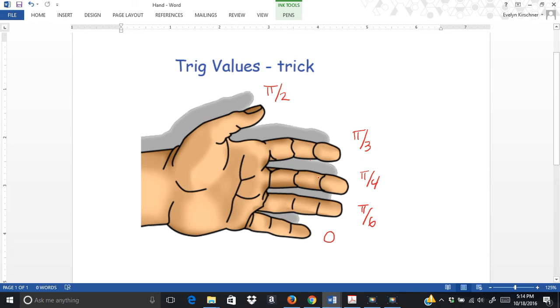Now, the cool thing is if I pick one of my fingers and I bend it, so let's say I'm bending that one, it becomes your comma. And then for pi over 4, the top fingers are your cosine of your angle, and the bottom fingers are your sine of your angle. And so it's the number of fingers under a radical divided by 2. So cosine of pi over 4 is radical 2 over 2. Sine of pi over 4 is radical 2 over 2. If I picked another finger like pi over 3, cosine of pi over 3 is 1/2. And sine of pi over 3 is radical 3 over 2. So it's a cool little trick to remember your trig functions.